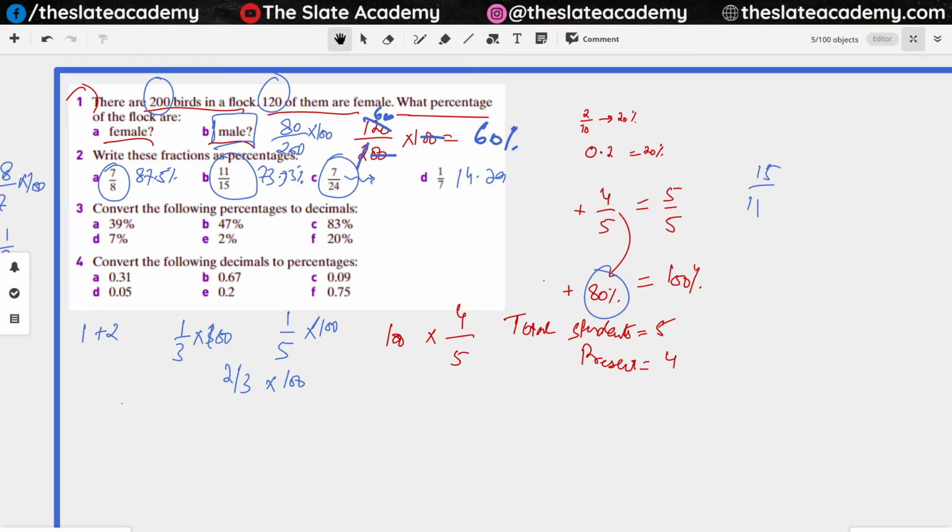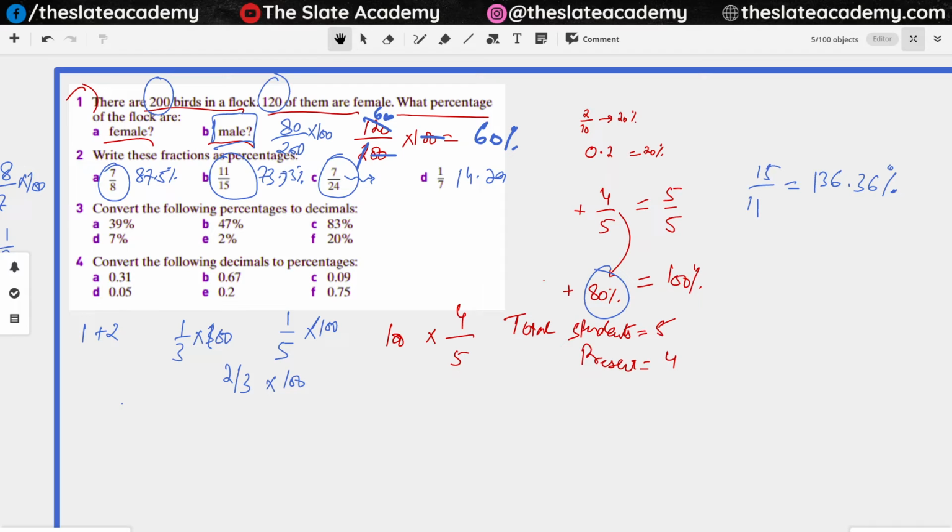15%? No. Not 115. Excellent. 136.36%. Always remember to put the percentage sign next to it.